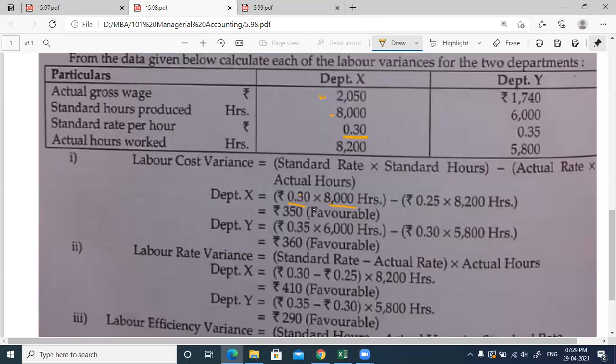We're going for the fourth problem, where we have two departments to be studied, X and Y. In X, we have actual wages paid at 2050. So actual amount is 2050 for how many hours? 8200 hours. So what is the per hour rate? Sorry, 2050 is the amount paid. 2050 divided by 8200. Please use the calculator and tell me what is the rate per hour.